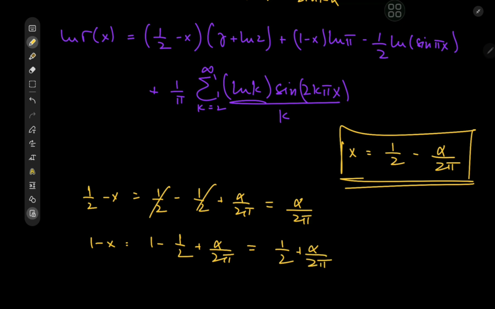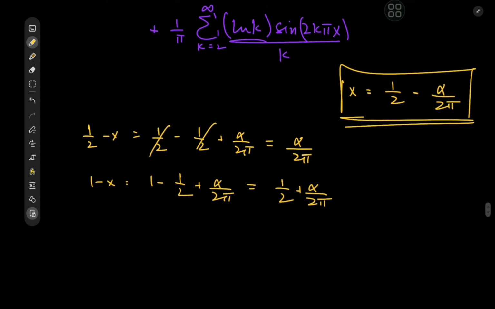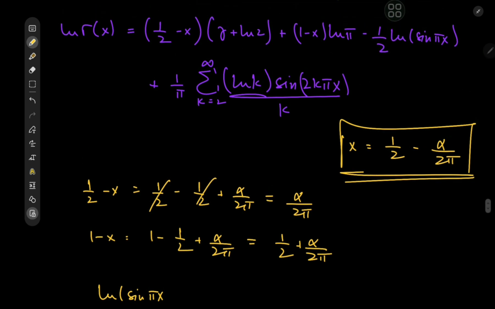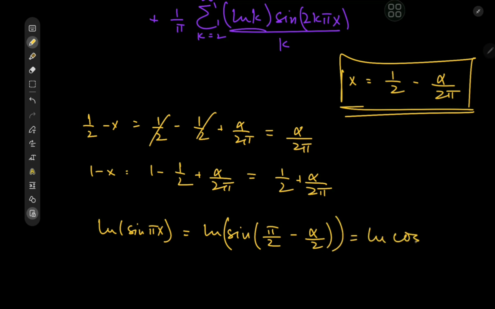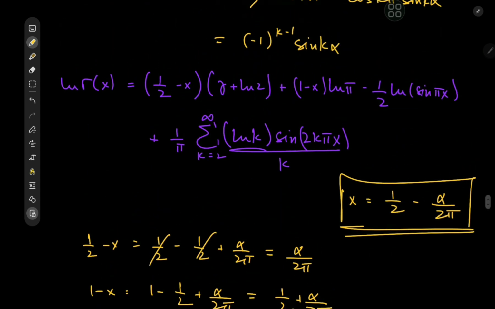Then we have log sine pi x. This is going to be interesting. Log sine pi x. This would be log sine of what exactly? We got pi by 2 minus alpha by 2. So we have a phase shift that takes it into a cosine. So we have log cosine alpha by 2, which is, again, pretty sweet looking. And those are the 3 terms that we needed.